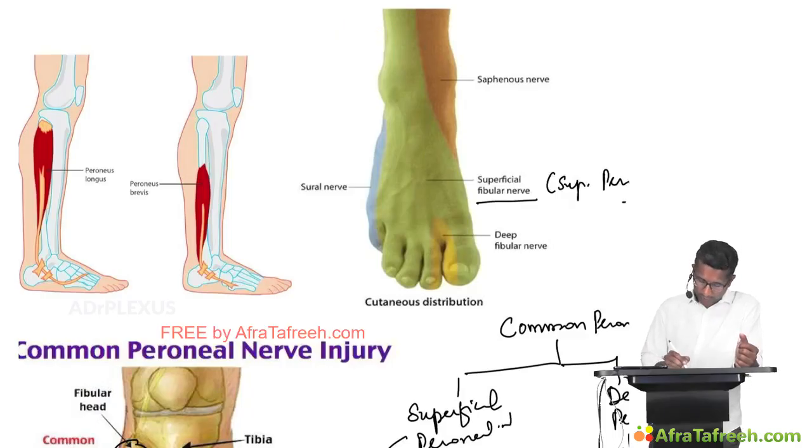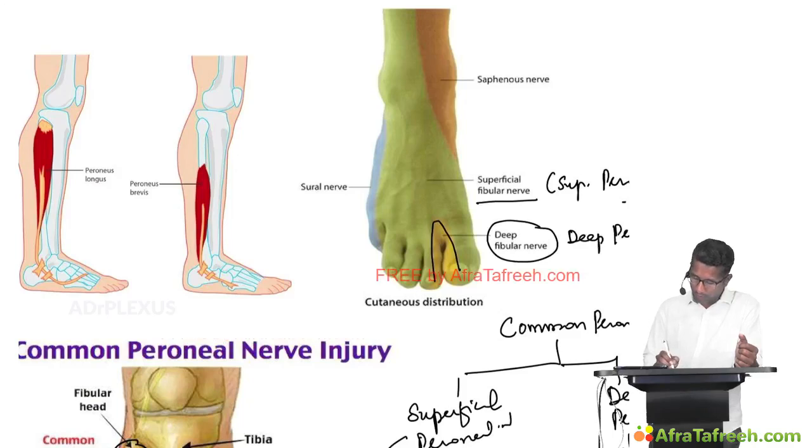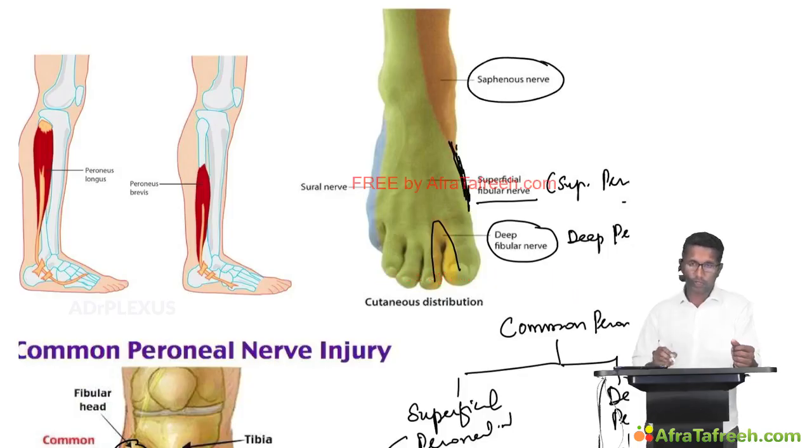Okay, you can see the first web space, which is supplied by the deep peroneal nerve. The deep fibular nerve is also called the deep peroneal nerve. The medial border of the foot, up to the ball of the great toe, is supplied by the saphenous nerve.